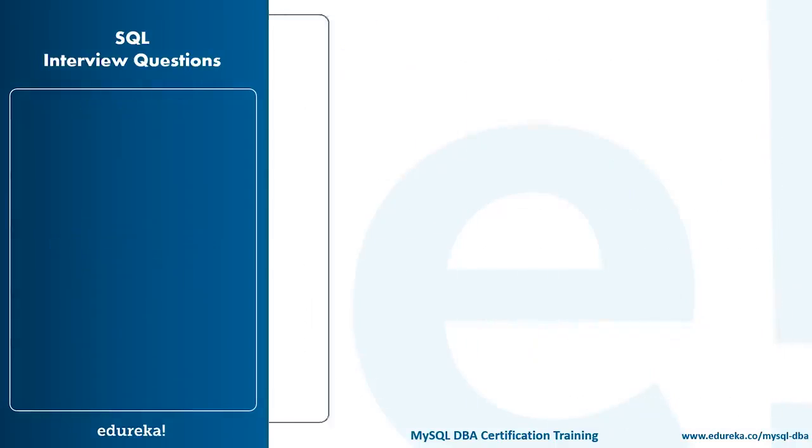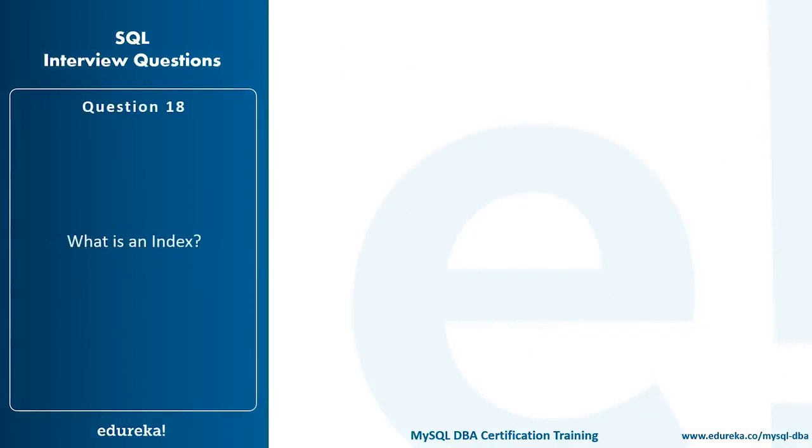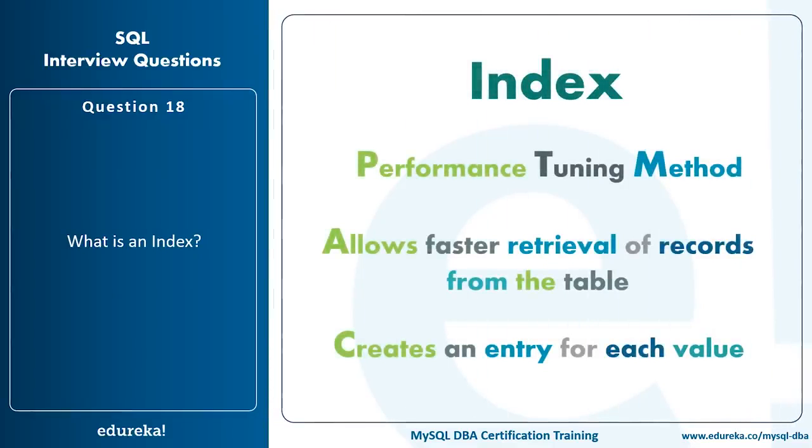Now moving forward to our next question, that is, what is an index? In the previous questions, I talked about the non-clustered index and the clustered index, right? But what exactly is an index? Index basically refers to a performance tuning method of allowing faster retrieval of records from the table. As I mentioned before in the clustered and the non-clustered indexes question, both of the indexes are basically used for easy retrieval of data, right? So that's what an index does. This is basically a performance tuning method to allow faster retrieval of data from the table.